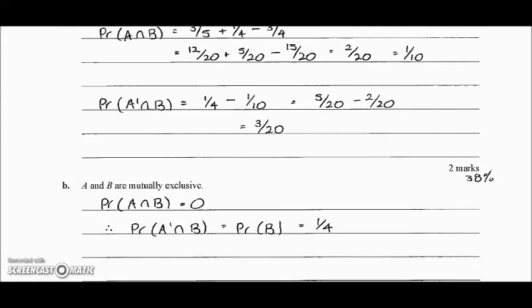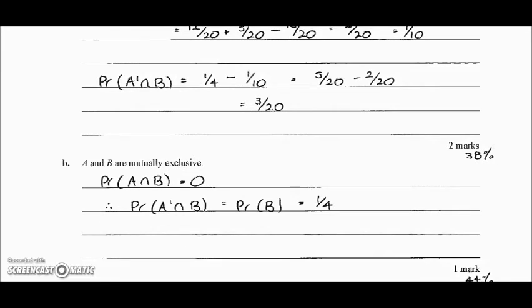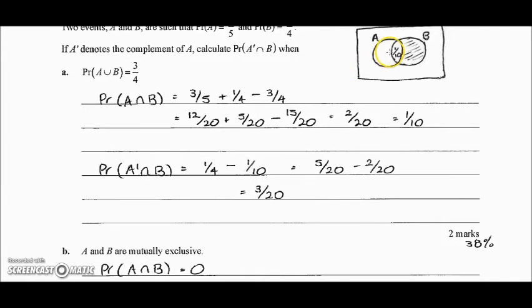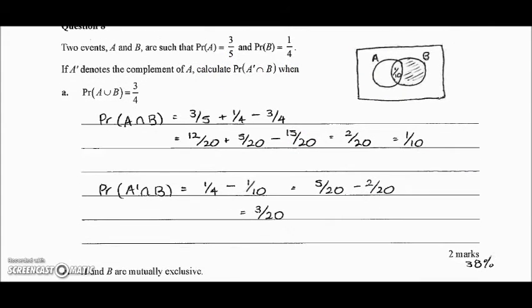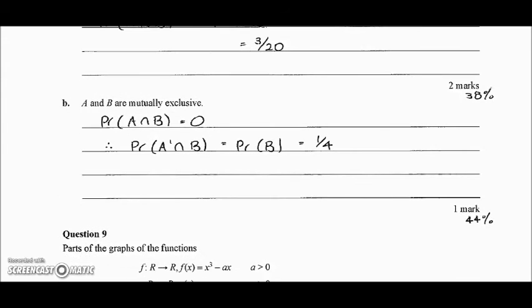Alright, part B, much easier. Find the same probability if A and B are mutually exclusive. Now, mutually exclusive is when there is no intersection. So when the two circles don't overlap, which means that the probability of everything not being in A and being in B is just going to be everything that's in B. So it's a quarter. So there you go, 1/4.